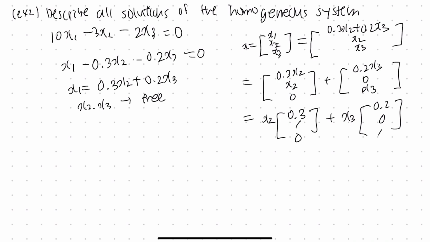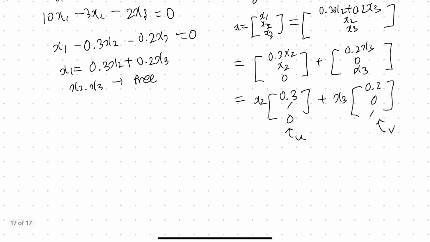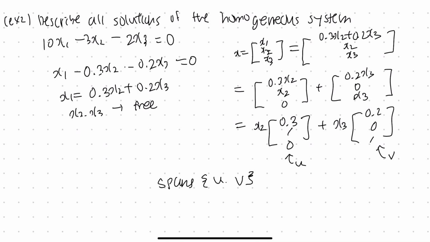So this means that this could be described as some vector u, and this some vector v, where x2 and x3 are free. This calculation shows that every solution is a linear combination of the vectors u and v, a scalar multiple of each. That is another way to say that the solution set is the span of u and v, because that is what it means to be a linear combination of vectors u and v, right? And since neither u nor v is a scalar multiple of the other, the solution set is a plane through the origin.